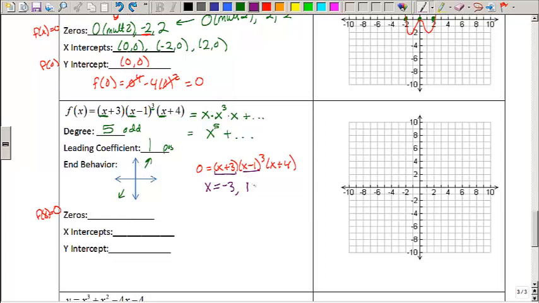The way we write that is 1 is a 0, multiplicity 3. And lastly, I'm getting a 0 at negative 4. I should have a total of 5 zeros. Because my degree is 5, I should have 5 total zeros. And I do. 1, 2, 3, 4, 5. So I do have 5 total zeros.